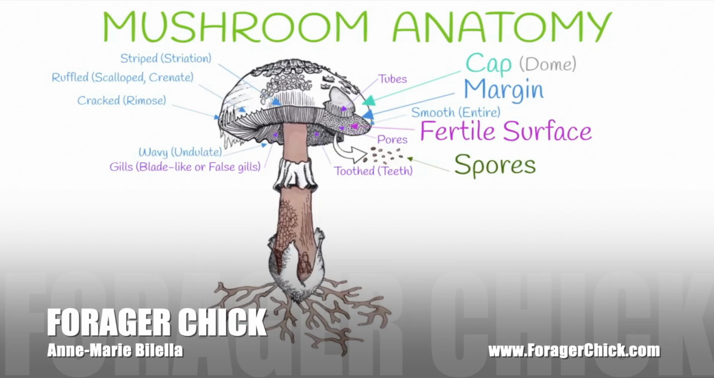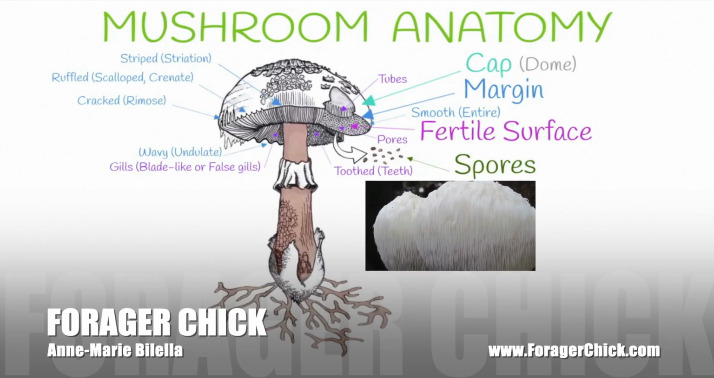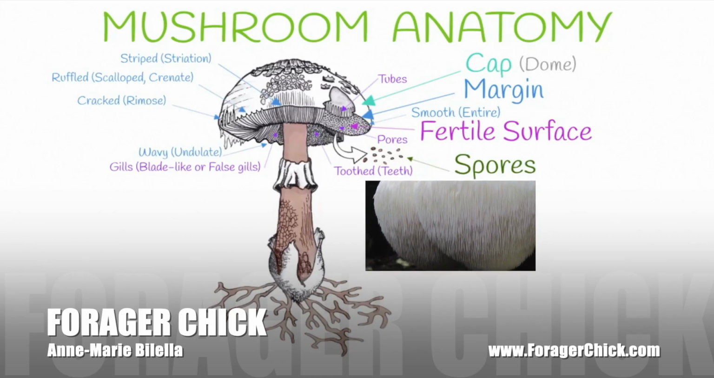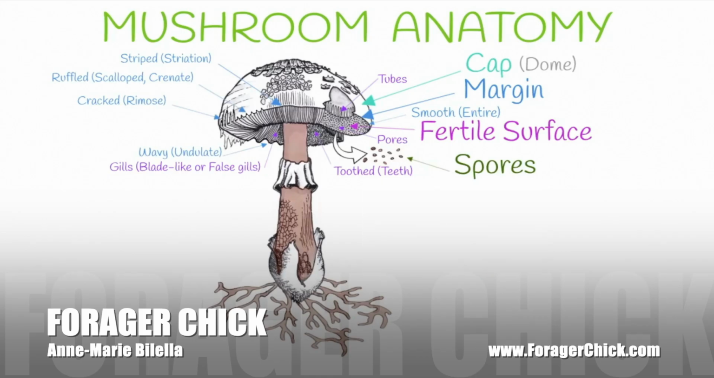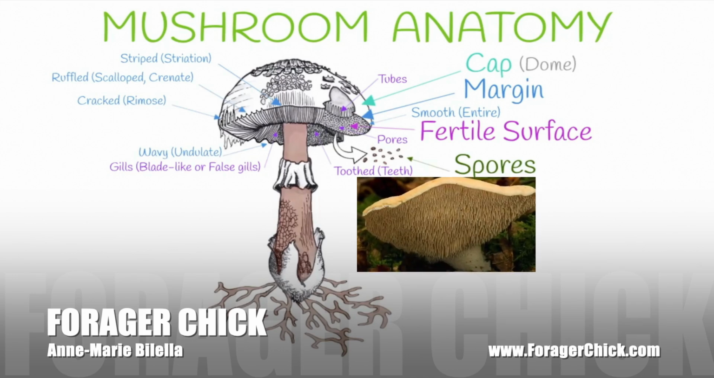What does a lion's mane have instead of gills? Teeth. So they have teeth. Another mushroom that would have teeth would be a hedgehog mushroom.